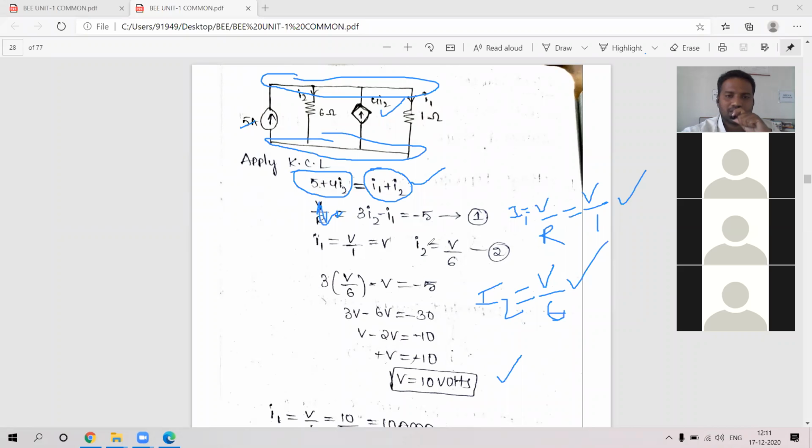This is the answer. Here we have considered a dependent source and an independent source. What is the independent source here? The 5 amps is the independent source, and the diamond shape is the dependent current source. The dependent current source value is 4 into I2, that is 4 into 1.67. But we need to find only I1 and I2. That's enough. Is it clear, all of you?